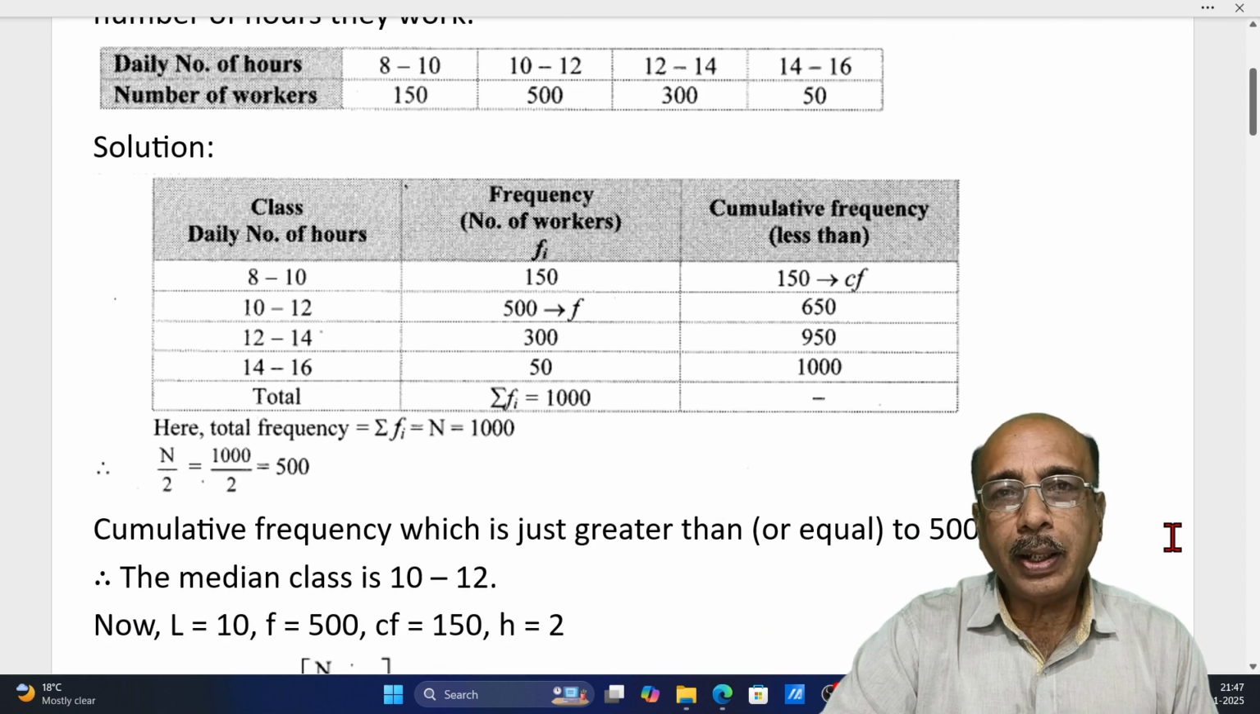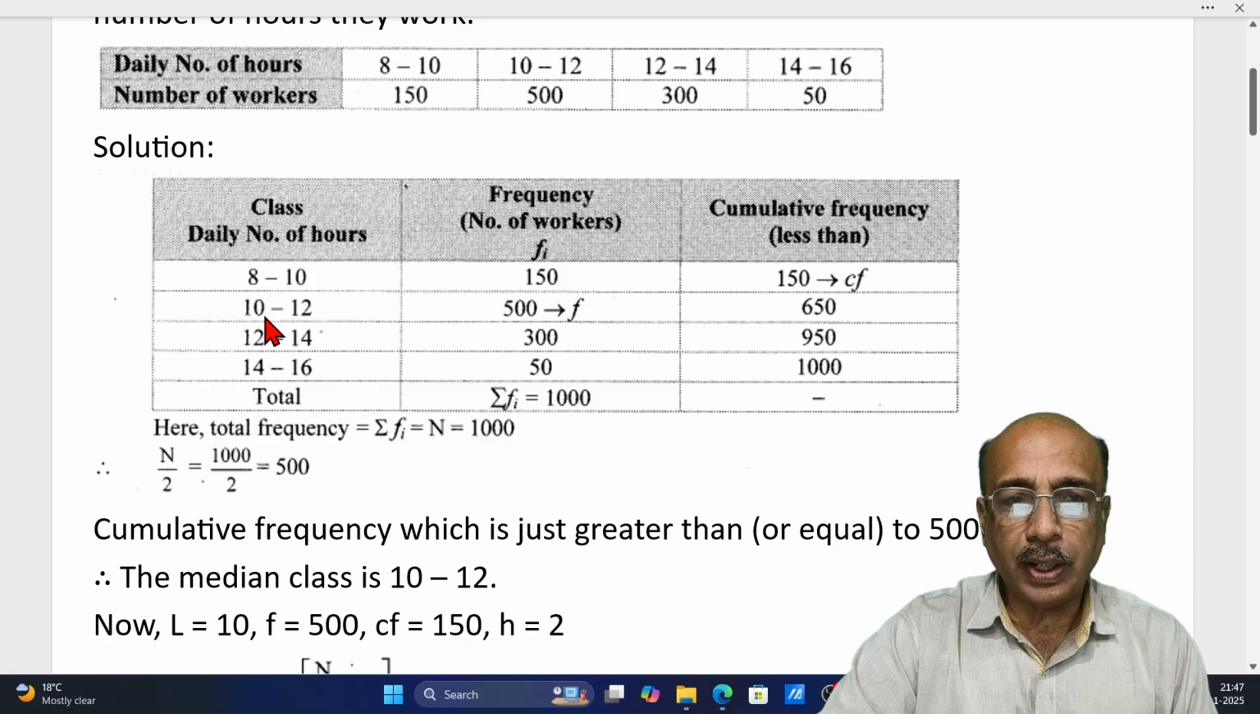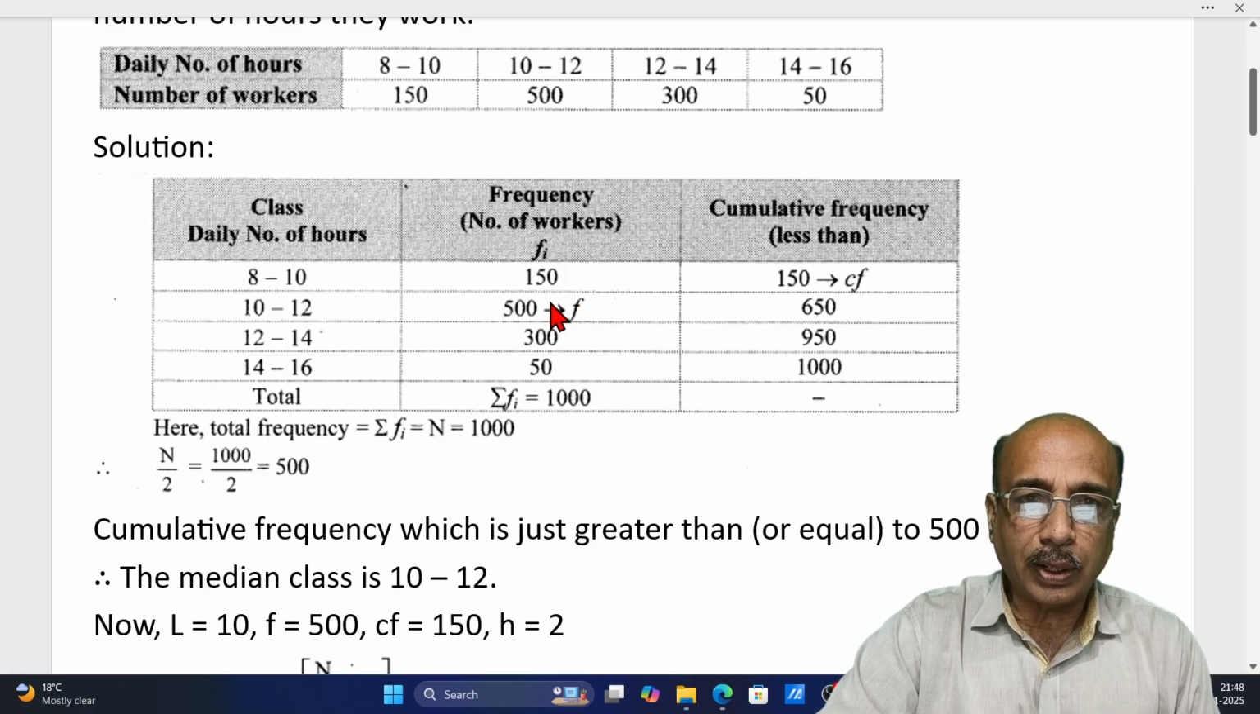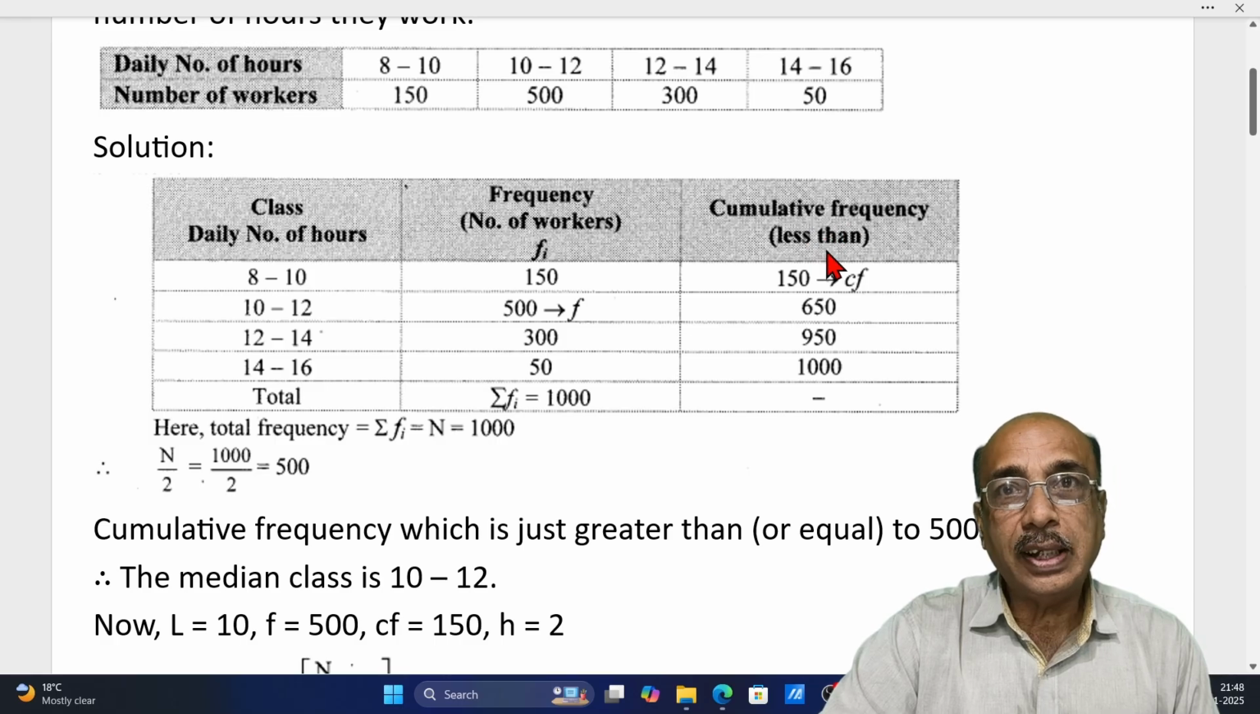So here is the chart given, daily number of hours they work and number of workers. We have to make the table here, class as daily number of hours, 8 to 10, 10 to 12, 12 to 14, 14 to 16. And next column, we have to make number of workers, that is frequency Fi. Now in this frequency, whatever is given in the table, that we have to write. Here a new column we have to add, that is cumulative frequency less than.